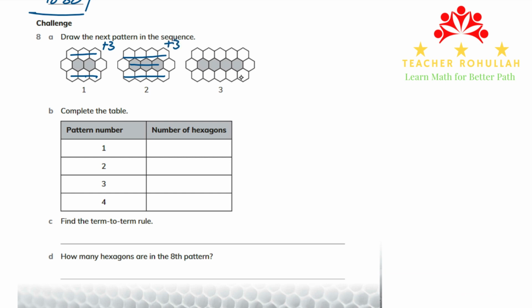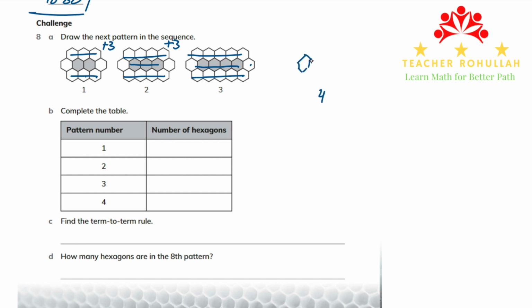Let's count here. 1, 2, 3, 4, 5. 5 here, 5 here, 10. 10 plus 4 is 14, 15, 16. So here we have 16 hexagons. Again, from the second pattern to move to the third one, we added 3 hexagons. Now, if we want to move to the next pattern, which is the fourth one, we should have 5 hexagons in the center. Let me draw it.